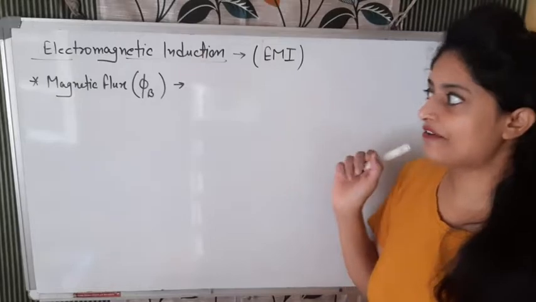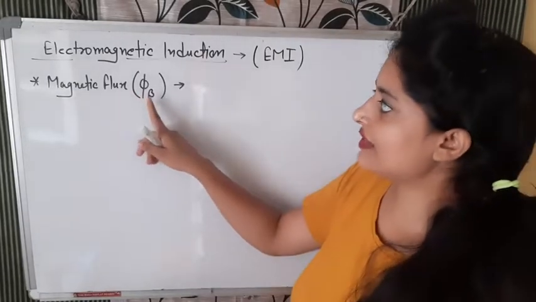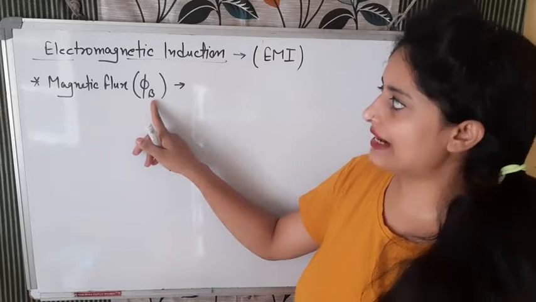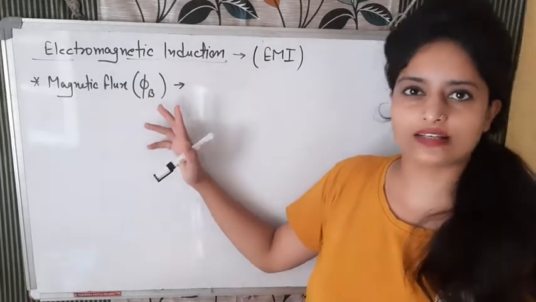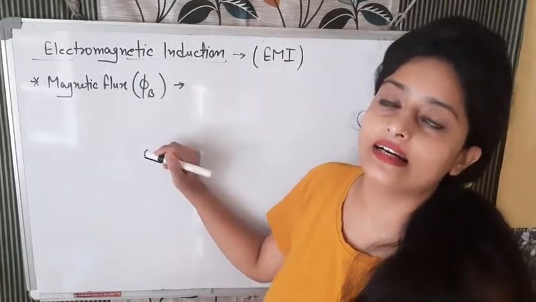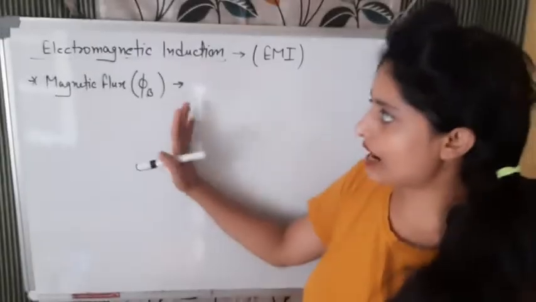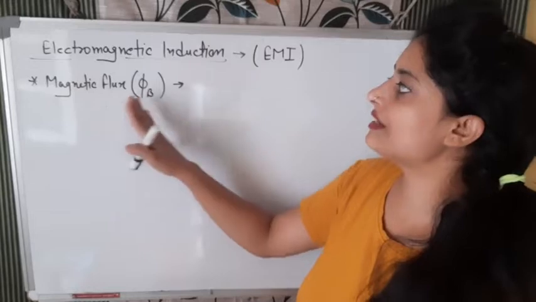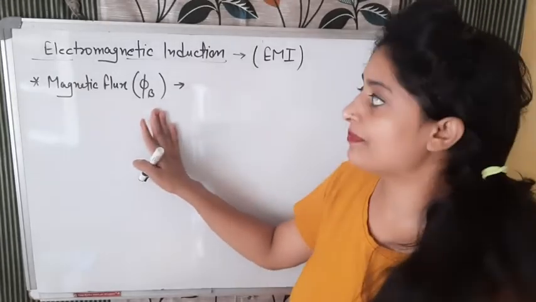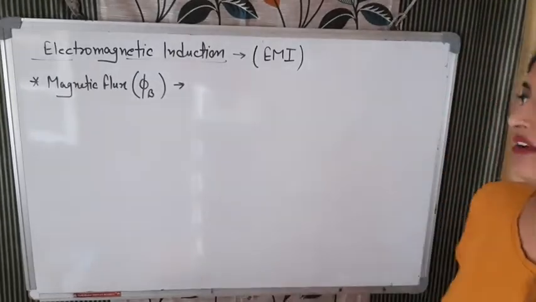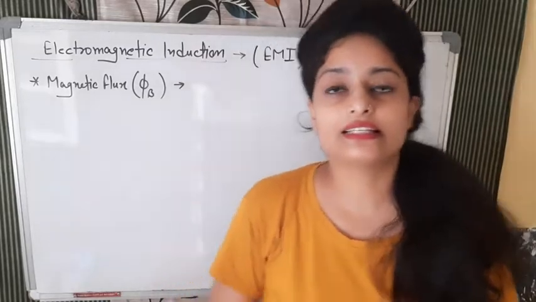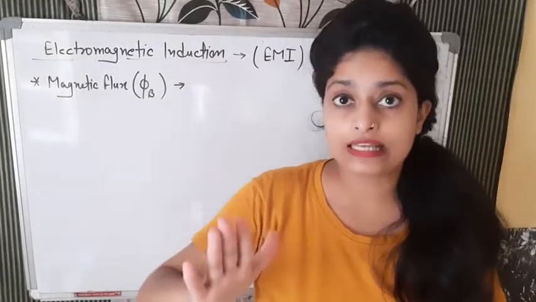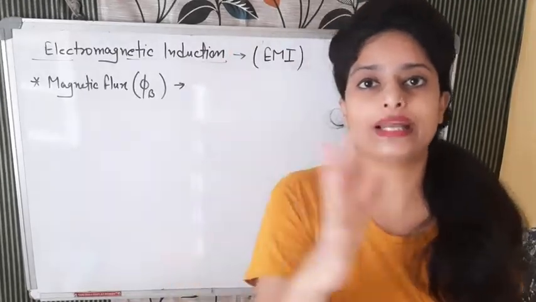So magnetic flux we will represent with the letter phi, and B here represents magnetic field, because electric flux you will study in the higher standard in class 12. So for now you can understand that magnetic flux we will represent with this letter phi B. What do you mean by magnetic flux? Magnetic flux is the number of magnetic field lines crossing perpendicular to an area.